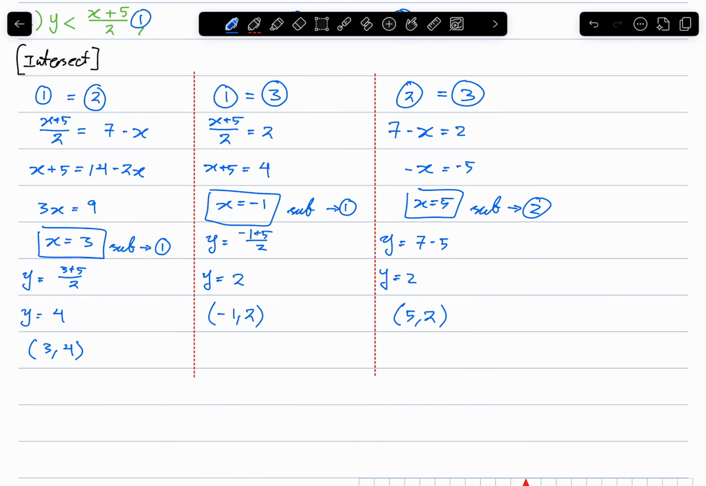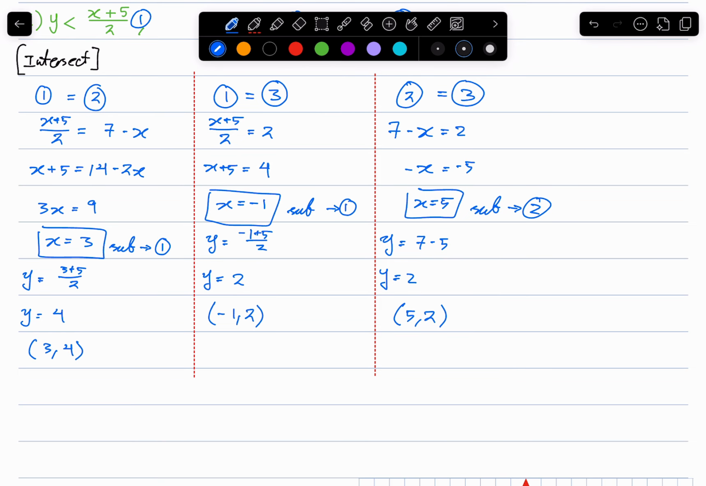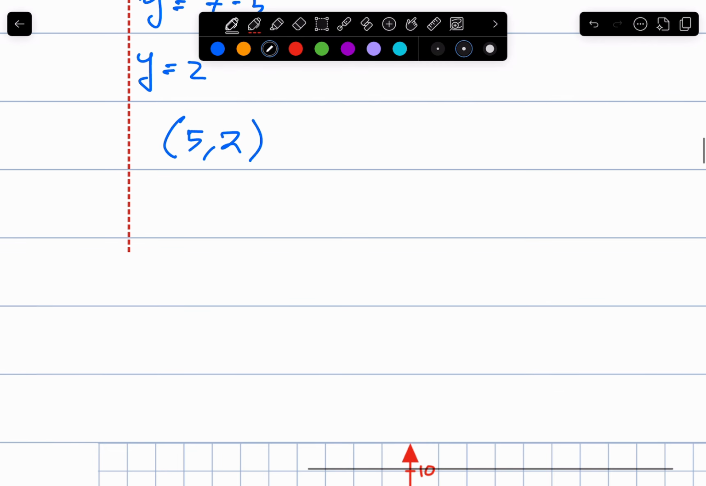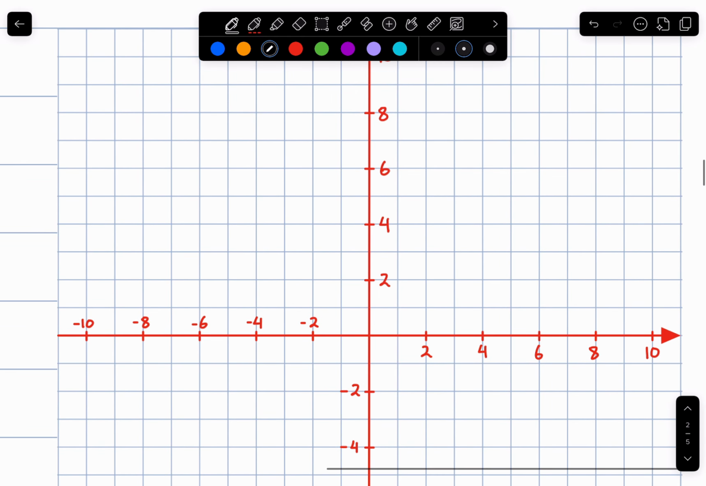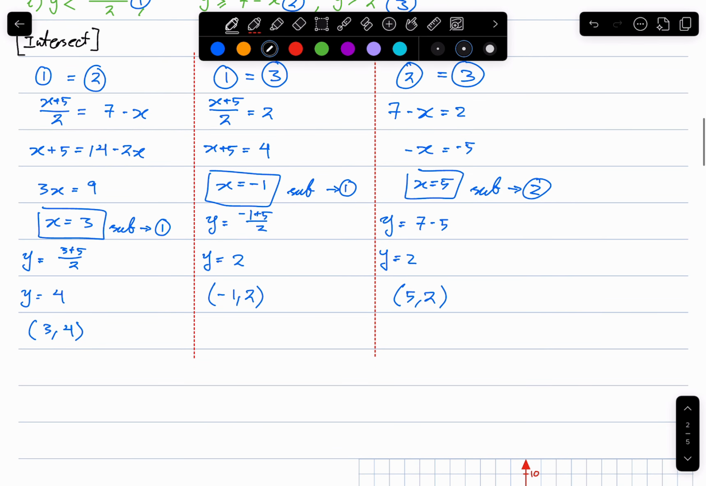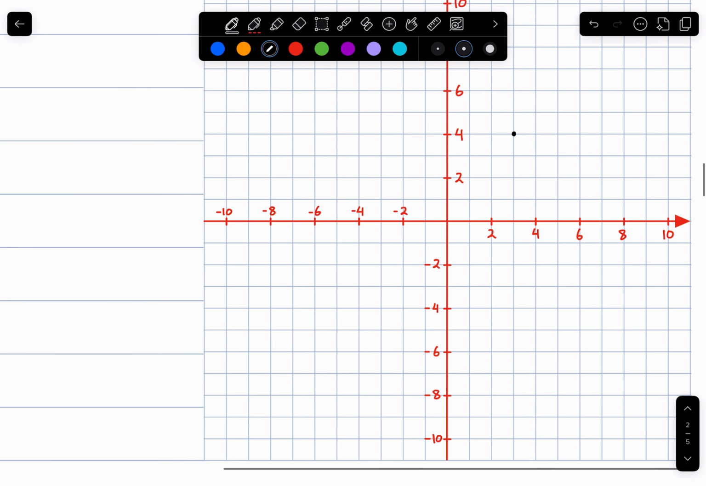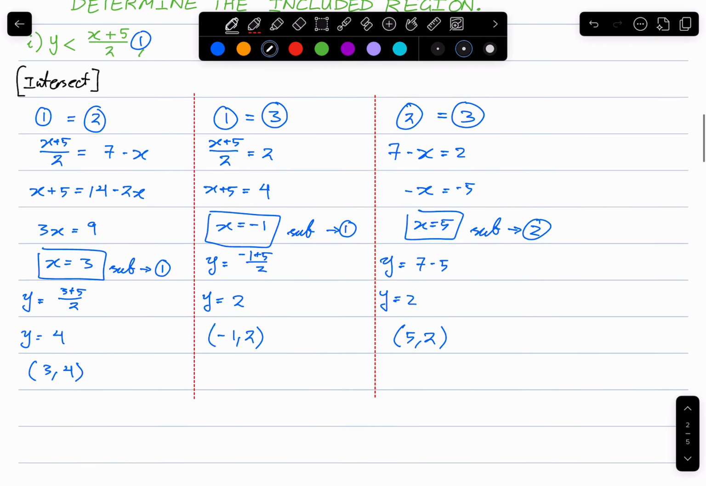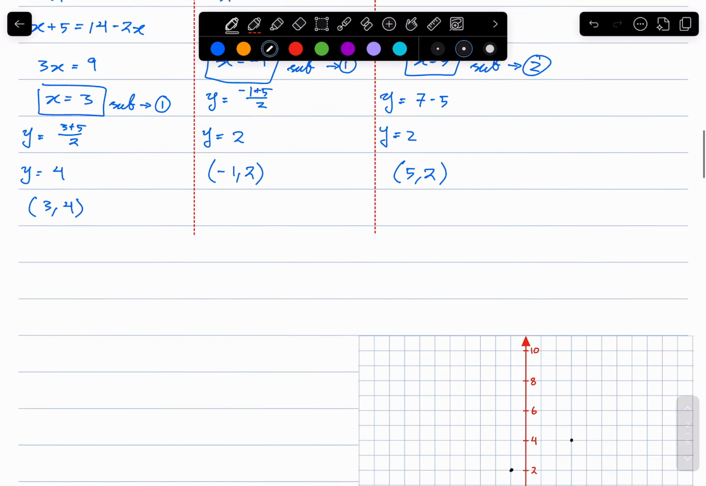Now, just so that we're not completely lost with what's going on, I'm going to dot these points, not in any of the colors that we're using. I'm just going to dot these in black. So (3, 4), it's the first one. (-1, 2). And (5, 2).